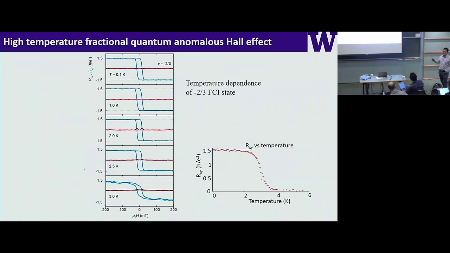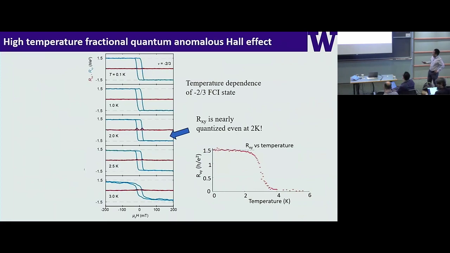The other thing I want to highlight is that the energy scale of the state we see is large. Here I show you the temperature dependence of Rxy and Rxx of this -2/3 FCI state. From the top to the bottom, we have temperatures from 100 millikelvin all the way to 3 kelvins. So even near 2 kelvins, the Rxy is still nearly quantized with suppressed Rxx. On the bottom, I just highlight Rxy as a function of temperature. You can see Rxy basically saturates below 2 kelvins, all the way to 100 millikelvins.